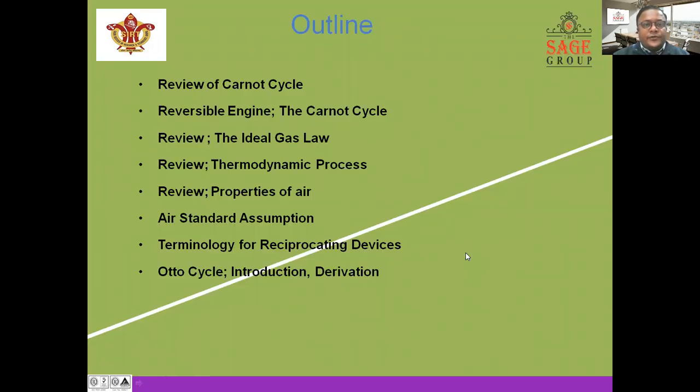This is the outline of today's lecture: a review of the Carnot cycle, the reversible engine, the Carnot cycle, review of the ideal gas law, review of thermodynamic processes, review of the properties of air standard assumptions, terminology for the reciprocating device, and the Otto cycle introduction and derivation.